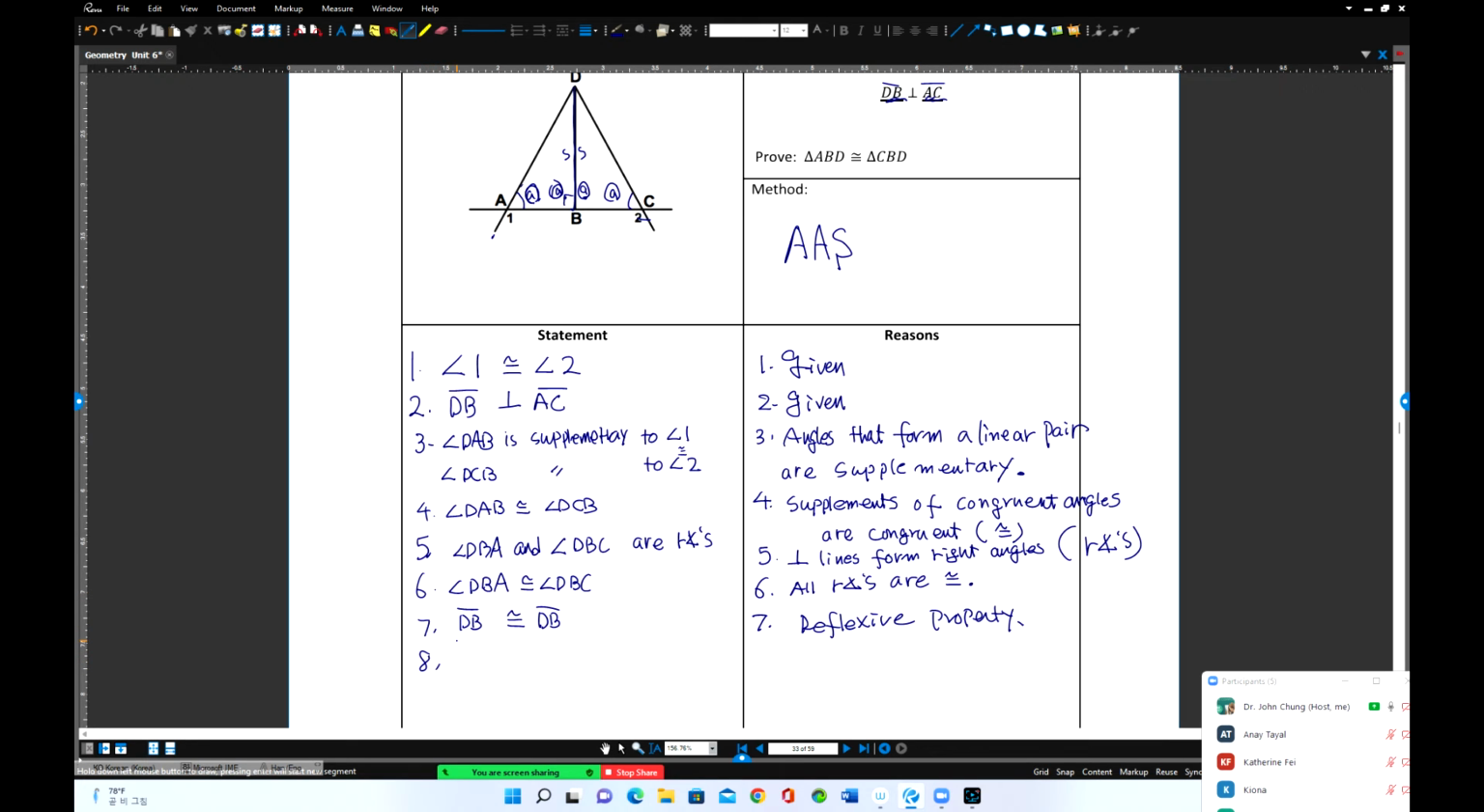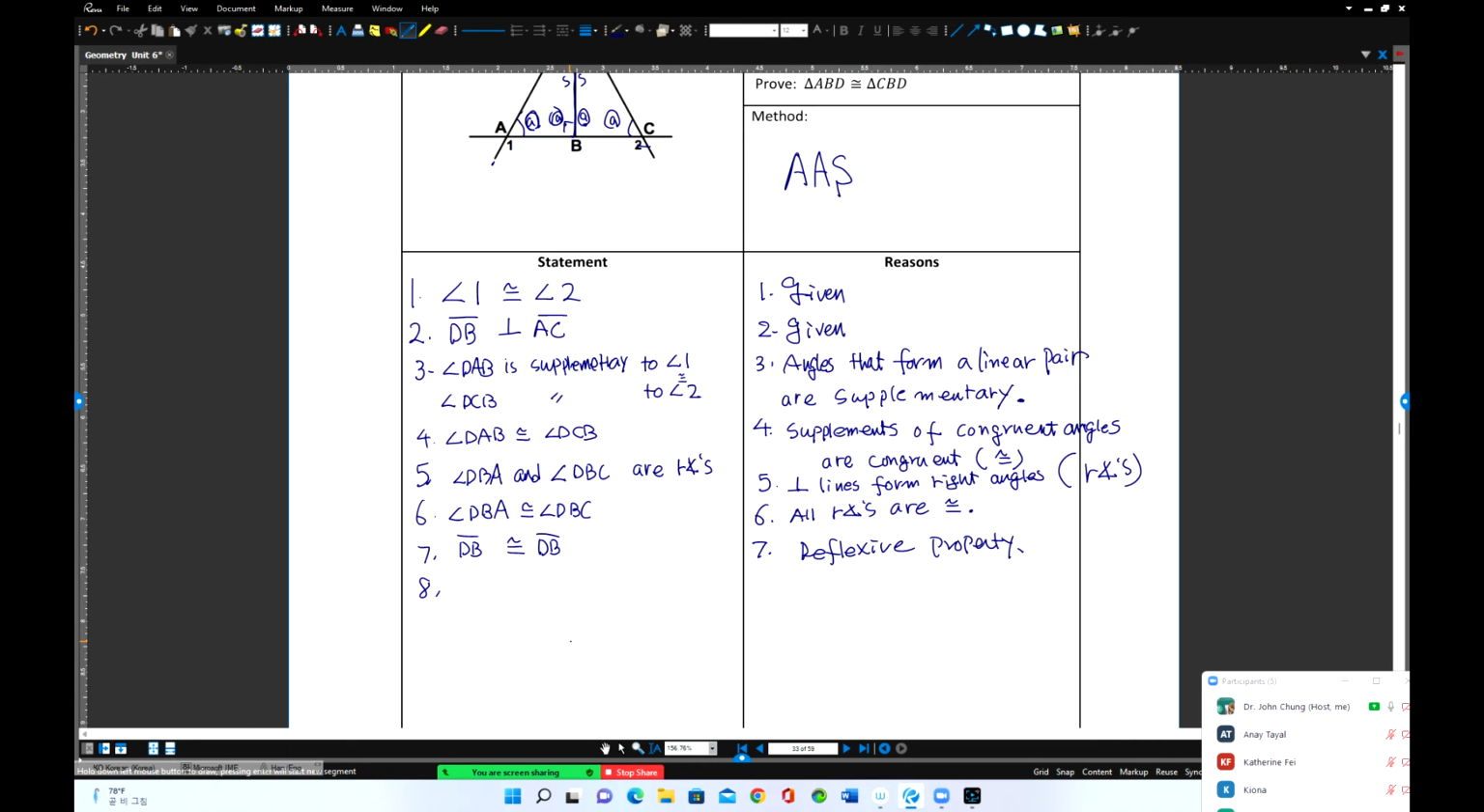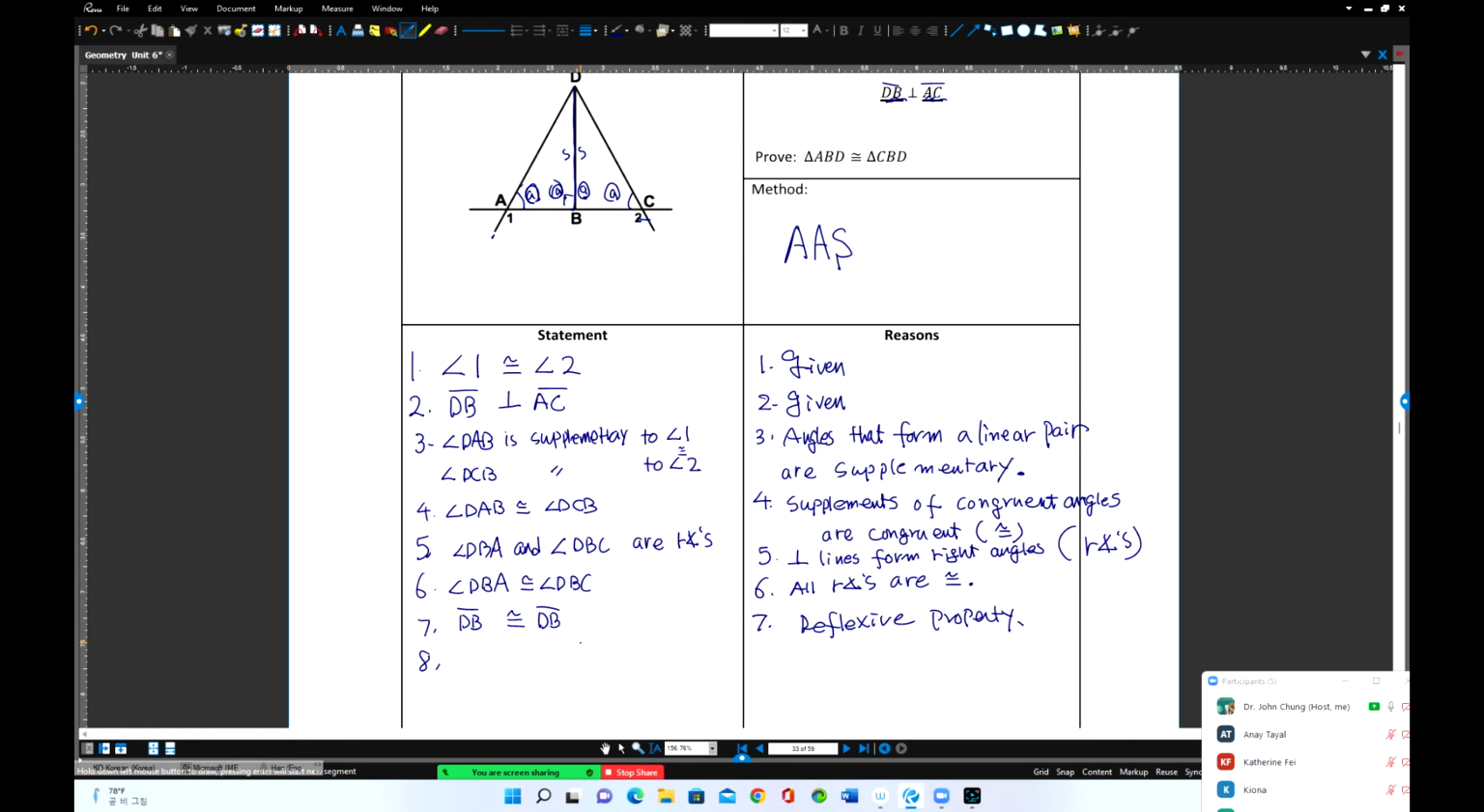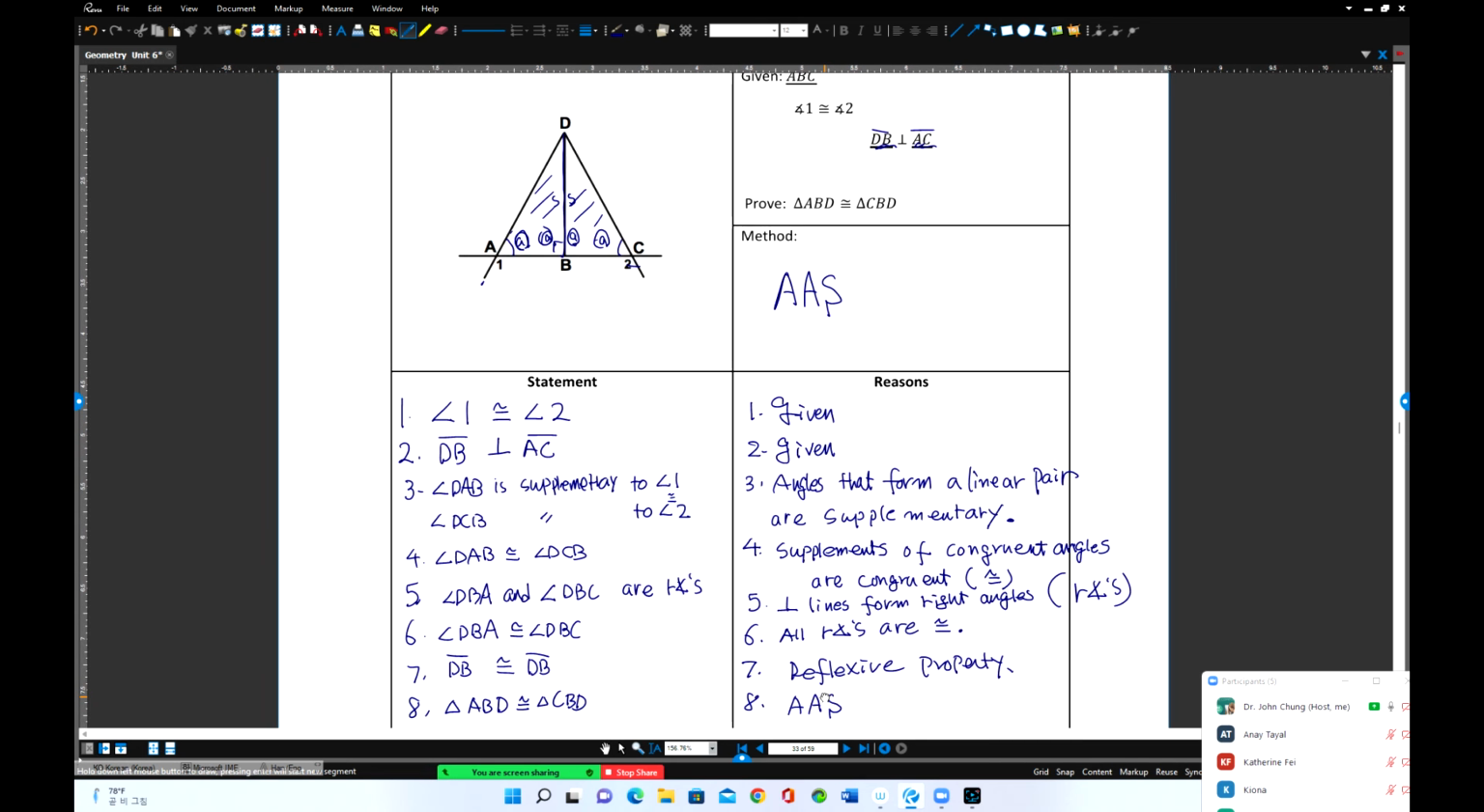Now we got everything, right? So triangle ABD is now congruent to triangle CBD. ABD and CBD are congruent. The reason is angle, angle, side. We all got that. That's it. Just figure out one more time this one.